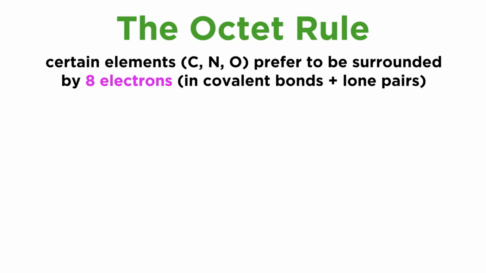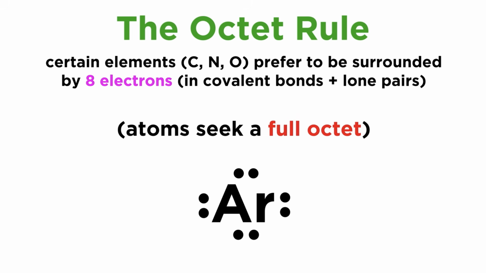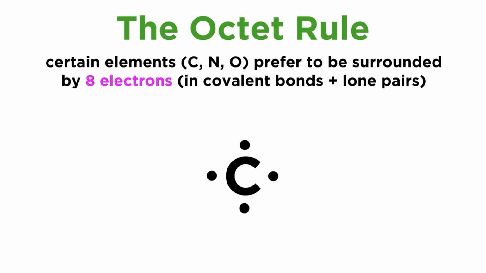Now let's go over some guidelines. The first of these is called the octet rule. This is the rule that states that certain elements, especially some of the most common ones like carbon, nitrogen, and oxygen, will form bonds in such a way so as to become surrounded by 8 electrons, be they from covalent bonds or lone pairs. This is a condition called a full octet, and it is like achieving a full valence shell, or noble gas electron configuration. For example, carbon has 4 valence electrons, so it will tend to make 4 bonds in order to interact with 4 more electrons and fill its octet.